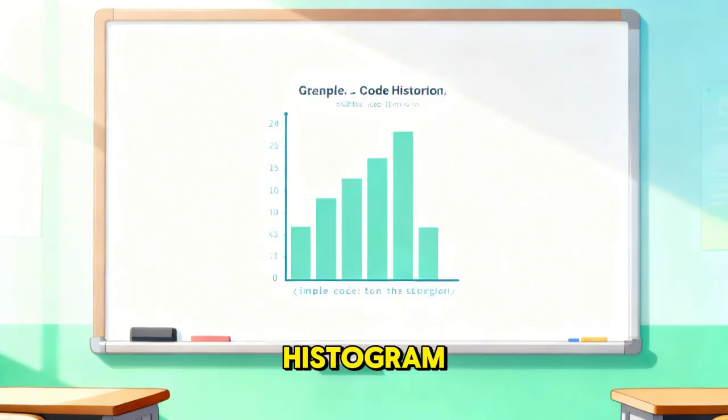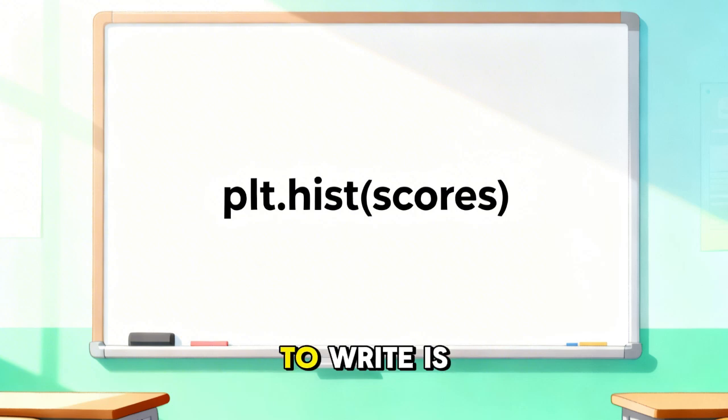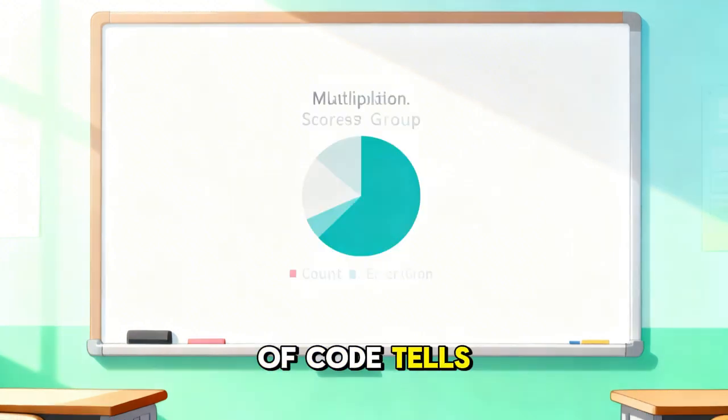To create the histogram, the code is incredibly simple. All you need to write is plt.hist(scores). That's it. This one line of code tells Matplotlib to take our scores, figure out the best way to group them, and count how many fall into each group.